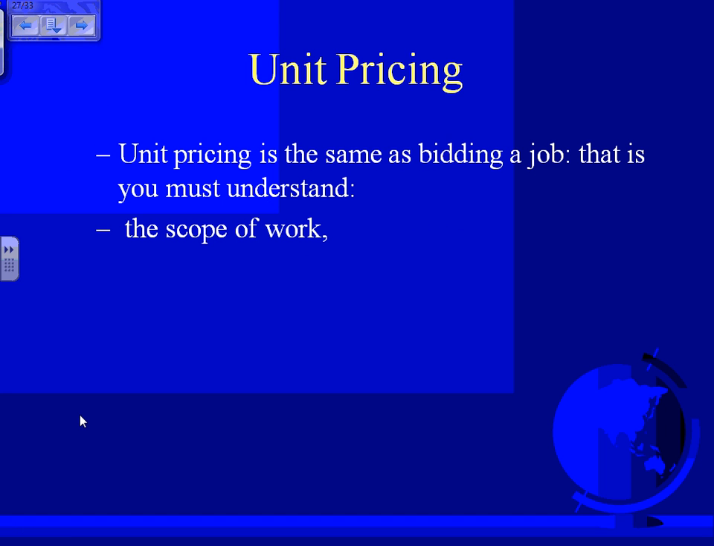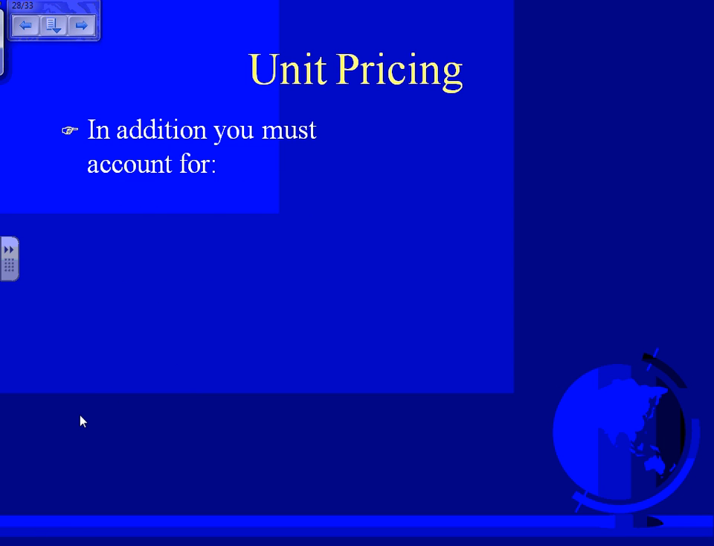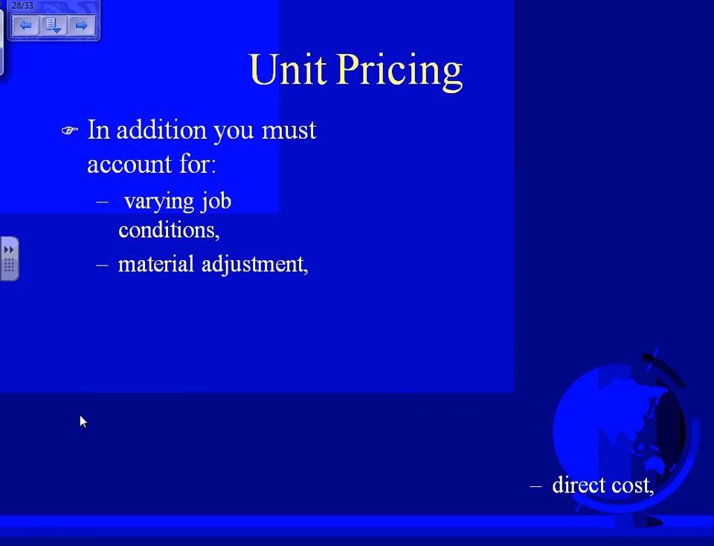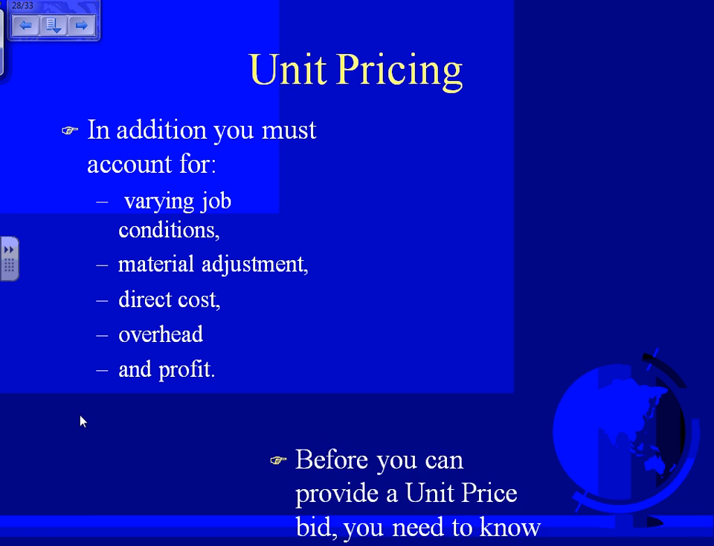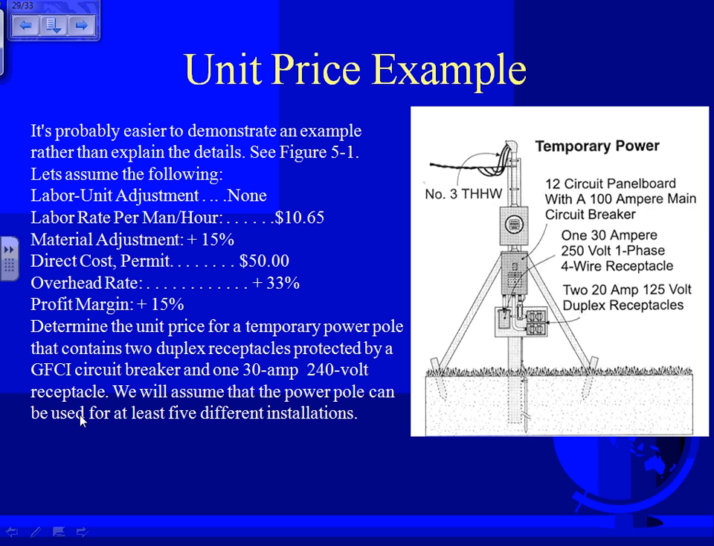Basically, for unit price, guys, you do the same thing. You're going to do exactly like it's a takeoff. You do it as if it's a takeoff from step 1 all the way to step 9. For scope of work, determine price, labor, extend total. And let's go directly into adding things. If you need to add things to adjust the labor too, you have to add it, labor unit adjustment, exactly like if you're doing a takeoff.